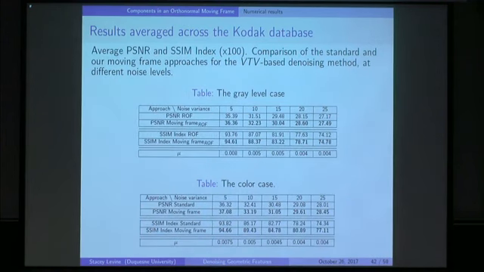So here are some results with the variational approach. We have an improvement in terms of PSNR, that's the first comparison here, and SSIM, both for gray level and for color. It's not huge in all cases, but it's consistent. And this is, again, averaged. We did all the experiments averaged over the Kodak database for consistency.